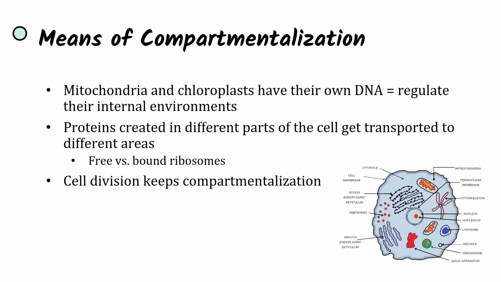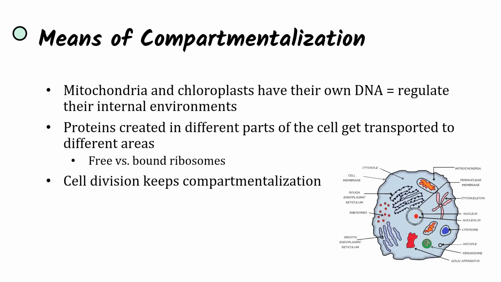Lastly, let's talk about the means of compartmentalization. So mitochondria and chloroplasts have their own DNA, which means they can regulate their internal environments without the assistance of the nucleus. They're able to determine what specific proteins they need made in order to function, and they obviously also have their own ribosomes.